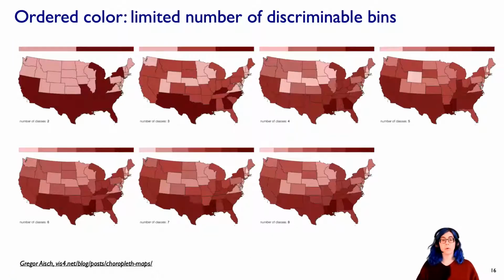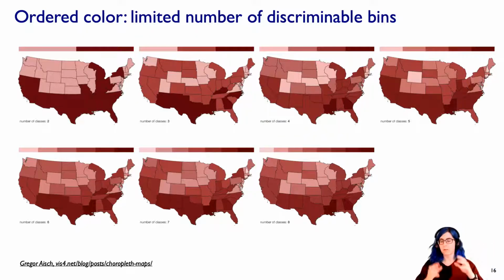This is also an issue for ordered color. How many bins can we discriminate? Often not quite as many as people might like. This is a nice example from Gregor Eisch showing how if we use the same basic idea of a choropleth map of color coding onto geographic regions, well, what do we notice? When we just look at those legends across the top, it's always quite clear what the differences are between neighboring bins. But then when we look at the scattering of US states, well, great for 2 classes.